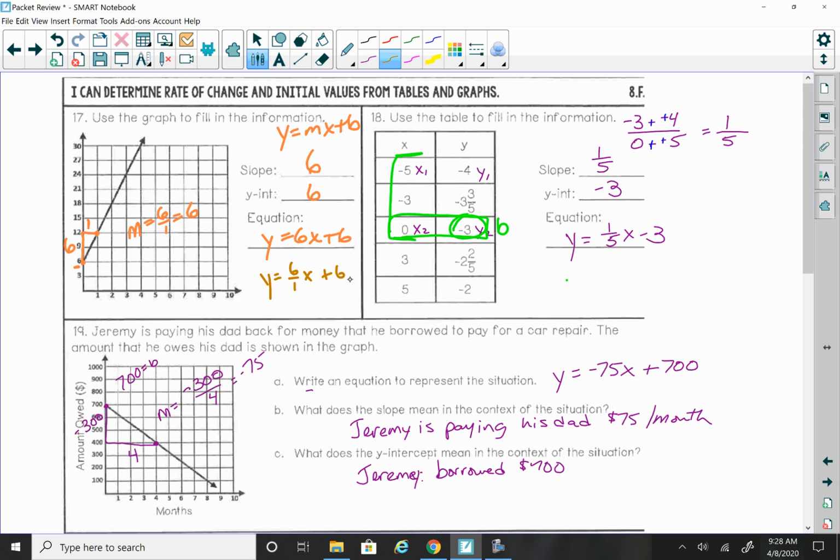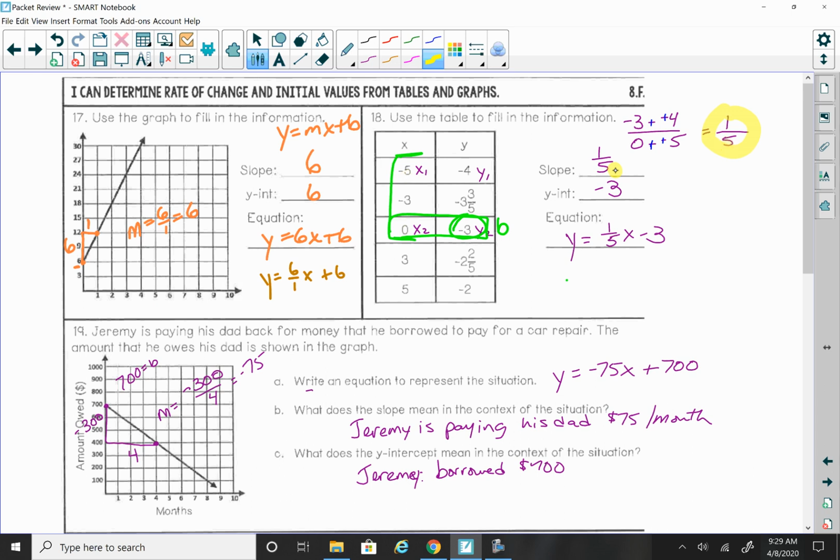In number 18 from a table, again, I'm going to use 2 points to calculate slope. I didn't want to use the fraction. I just don't like fractions. So I used the first ordered pair and then the third ordered pair in my slope formula. So I had -3 minus a -4. So that's -3 plus 4. That's 1. And then in the denominator, I have 0 minus a -5. That's 0 plus 5, or 5. So I have a slope of 1/5.